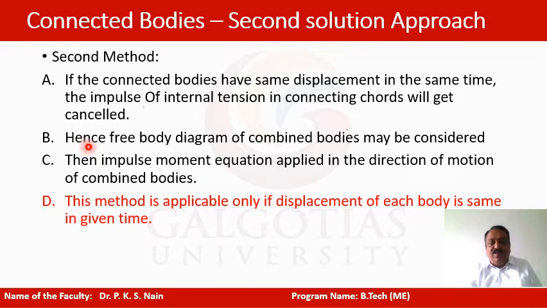When both bodies are moving the same distance in the same time period, then the free body diagram of the combined body may be considered. The impulse momentum equation is applied in the direction of motion of the combined bodies, whether W1 is sliding down or W2 will slide down. You will apply only one impulse momentum equation, in the direction of motion of the combined weight system W1 and W2. So the final takeaway is that this method is applicable only if the displacement of each body is the same in the given time.